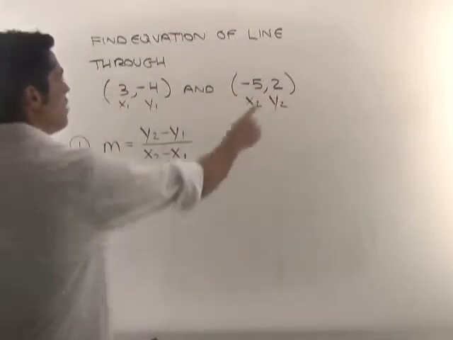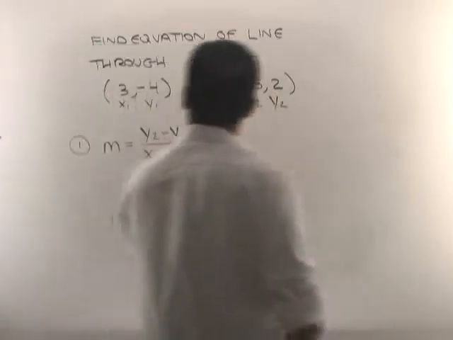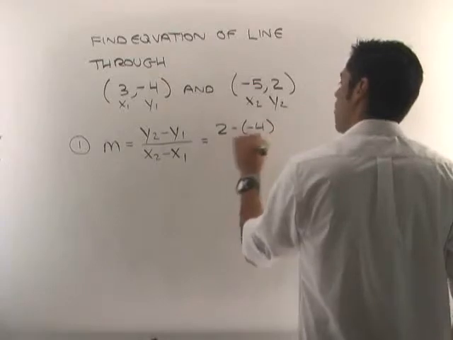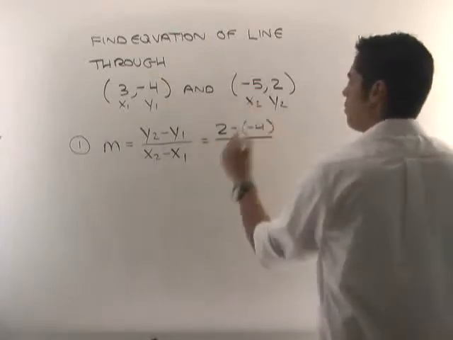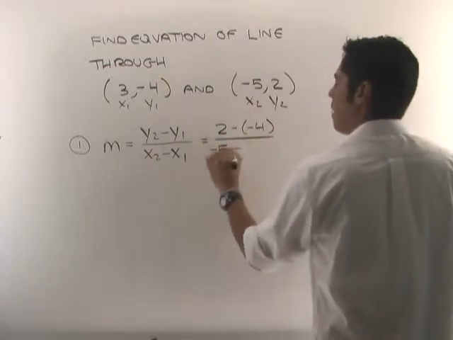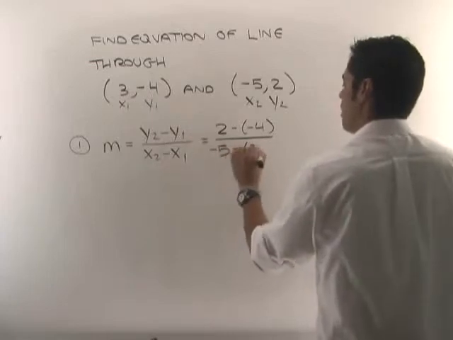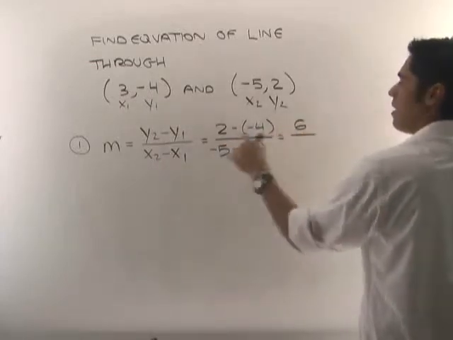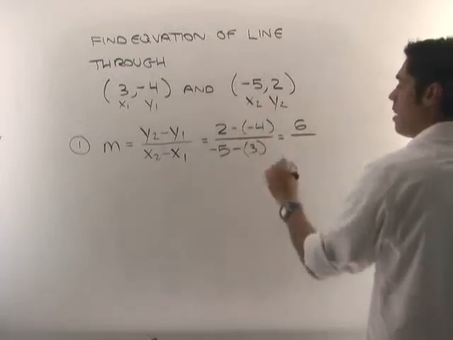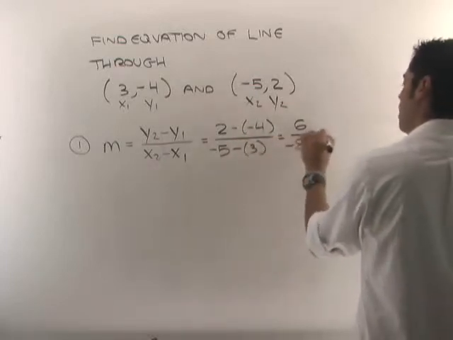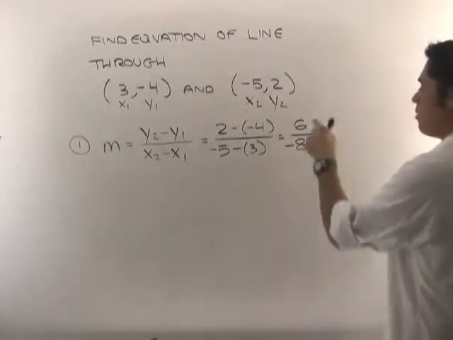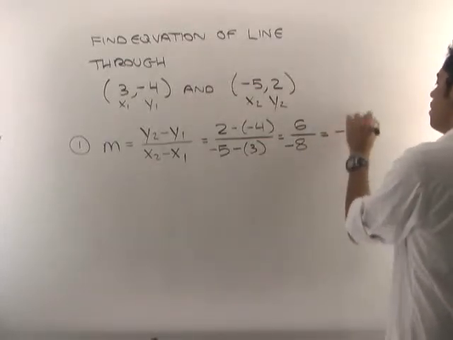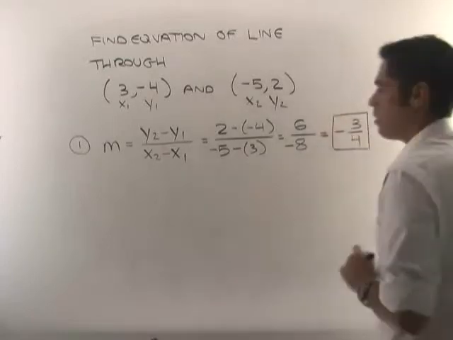I'm going to take my y2 and subtract y1. So that's 2 minus negative 4 over my x2, which is negative 5, minus my x1, which is 3. The numerator becomes 6 because the minus negative becomes plus. The denominator becomes negative 8. I can reduce this fraction because 2 goes into both of these. That's negative 3/4. So this is my slope, negative 3/4.